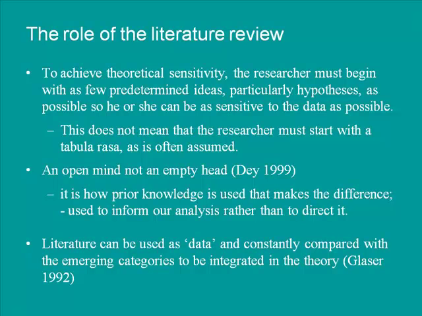Literature can be used as data later on in the process and can be constantly compared with the emerging categories, as you would with other data, to be integrated into the theory. And a useful test of this is that often grounded theorists do an initial literature review, partly to justify the research. How can you justify that nothing's been done in the area if you've never actually looked at any other literature about the topic? But what you find is that lots of stuff comes out of the data that you never expected would come out. So you end up doing a whole other literature review as you go through your data analysis and the development of the theory.